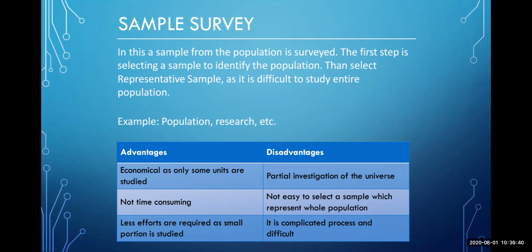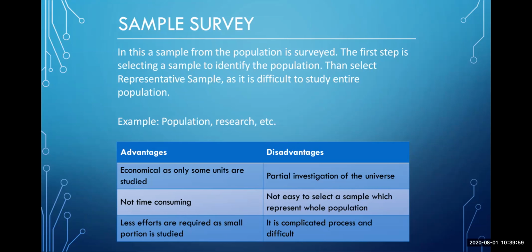Now, when we talk about the disadvantages, the first disadvantage is partial investigation of the universe, which means that if the population is 100 and you're going to cover only 20 people, or you're going to take only 20 samples, it means that you're not covering the entire population.